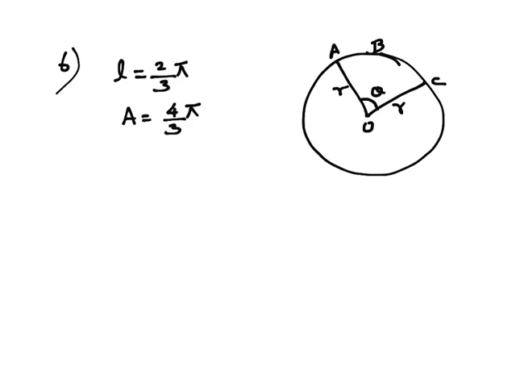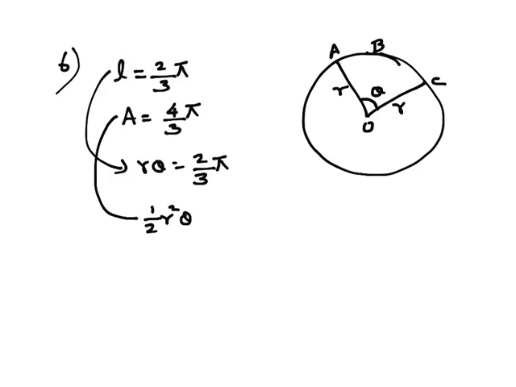Okay. So how do we do that? First let me take this L. So this will give me r theta equals 2 by 3 pi. Correct? Okay, I'll leave it as it is. Then I will take this A. A is nothing but half r square theta equals 4 by 3 pi. So what I'm going to do is rewrite it as half r into r theta equals 4 by 3 pi. There is a reason for that.